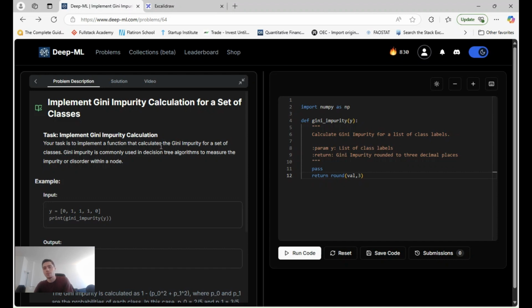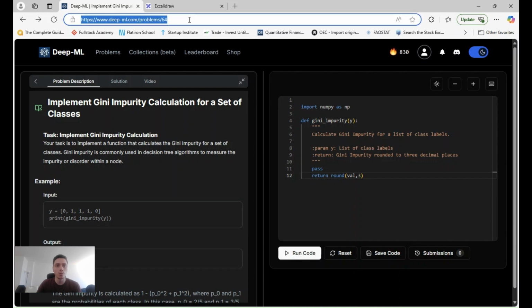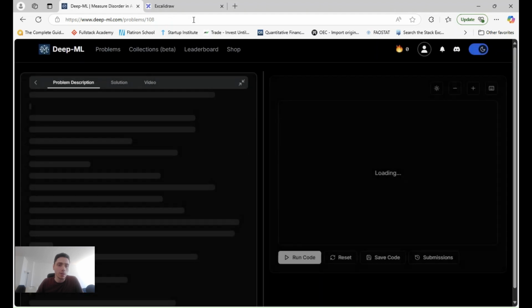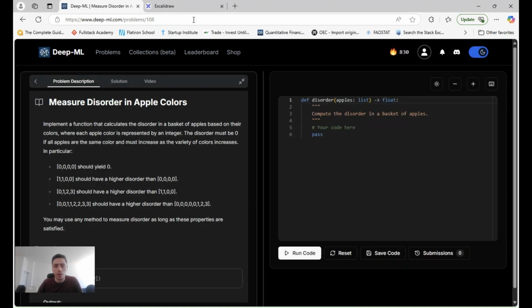Now that you understand Gini impurity probably too well, you should easily be able to solve this question on DeepML, which I'll leave the link to in the description. Also, we have a new question, 108, which you could try out, which is a little more open-ended, and you could make a disorder method however you like. You could do Gini impurity, you could do entropy, you could create your own. Whatever it is, try and solve these questions, because watching this video is one thing, but actually implementing things by yourself really helps you understand and learn these topics. So have fun, guys.